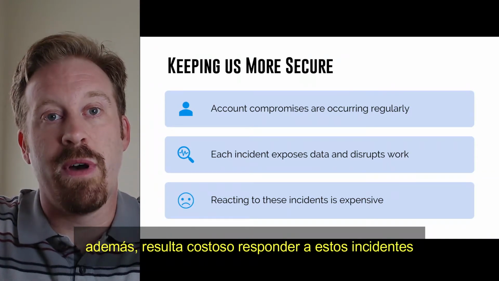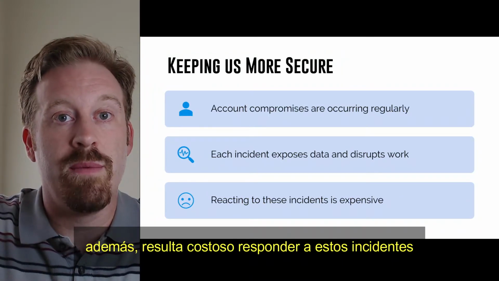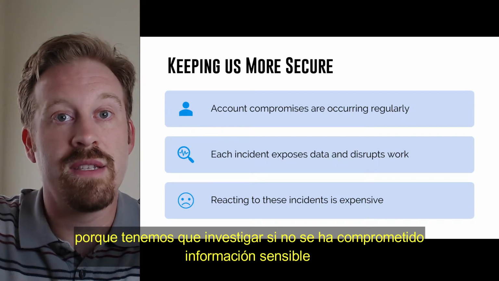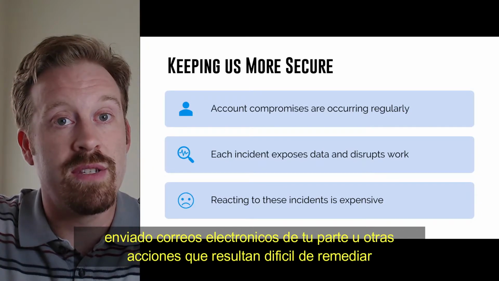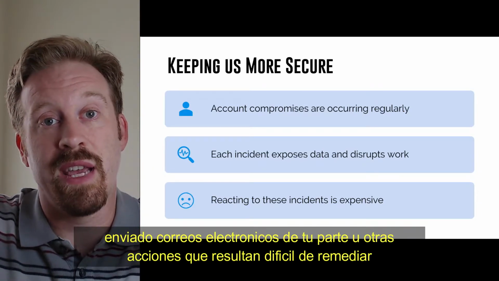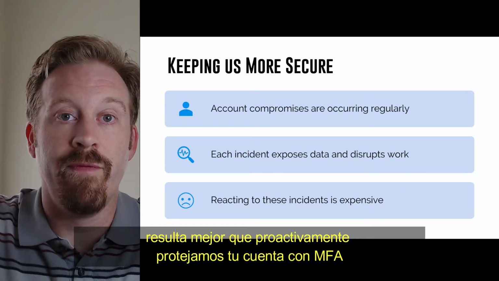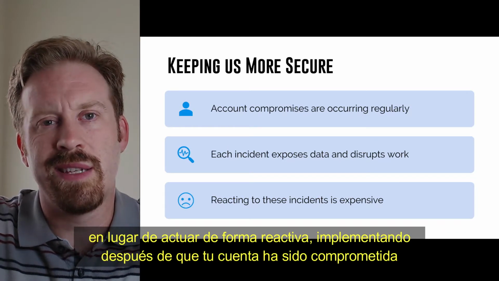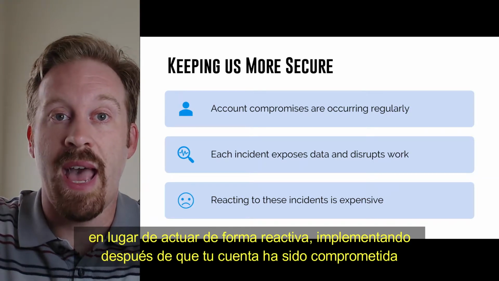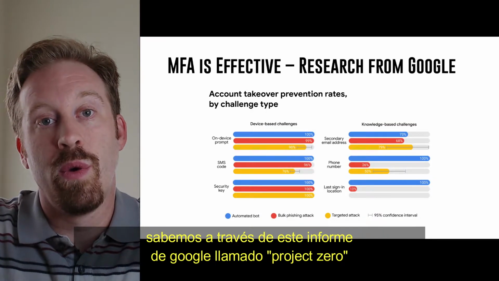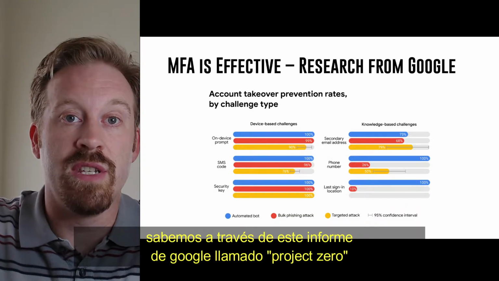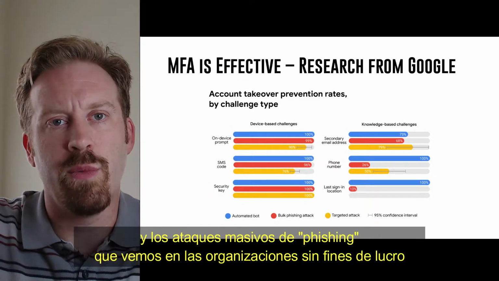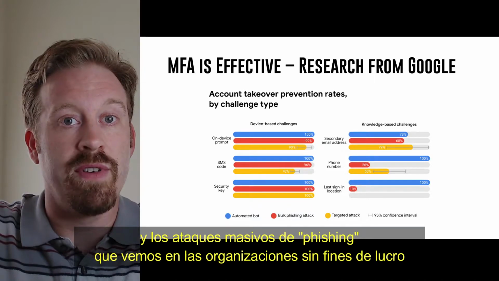It's also expensive to respond to these incidents because we need to go through, make sure that the adversary hasn't accessed any sensitive information, sent out emails on your behalf, or other actions that can be really difficult to remediate. So it's better that we can proactively protect your account with multi-factor authentication instead of reactively implementing it after you've already had an account compromise. We know from this research from Google's Project Zero that MFA protection is extremely effective against the automated bots and the bulk phishing attacks that we see most often in nonprofit organizations.